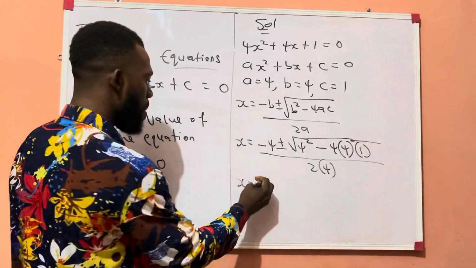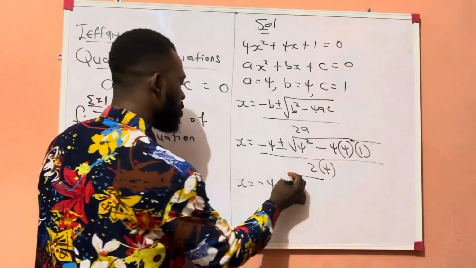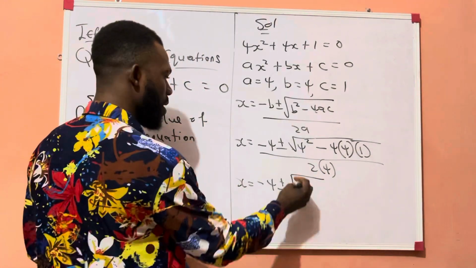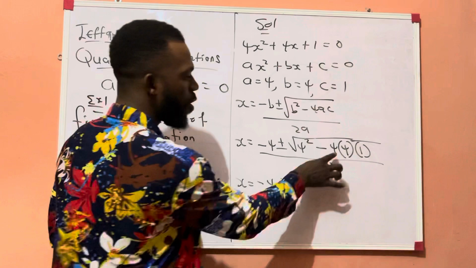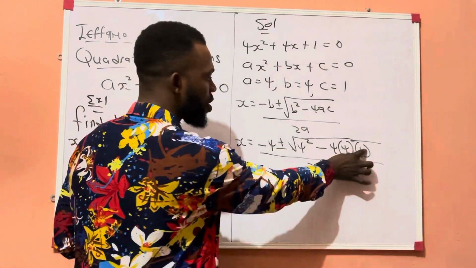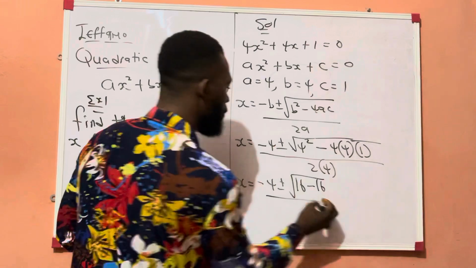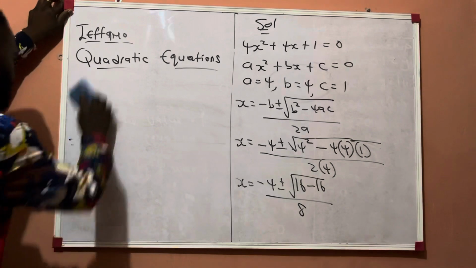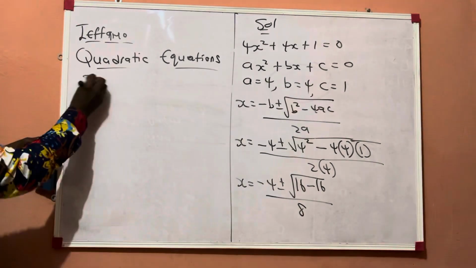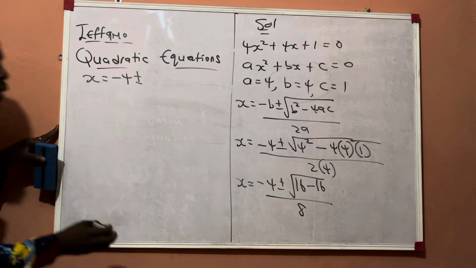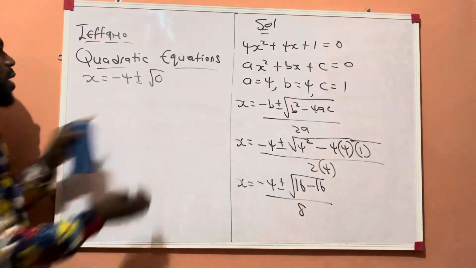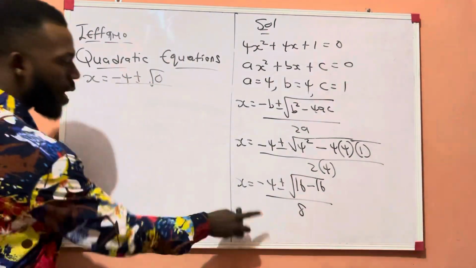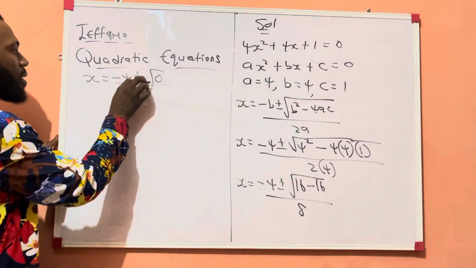Now, without wasting time, we have this. X is equal to minus 4 plus or minus square root of. Now, 4 raised to power 2 means 4 times 4, and that is 16. Now, here becomes 16 minus 4 times 4 also is 16, and 16 times 1 is also 16. All over 2 times 4 will give us 8. Now, without wasting time, we have this. X is equal to minus 4 plus or minus square root of 0. How did I get 0? 16 minus 16 is 0. All over 8.